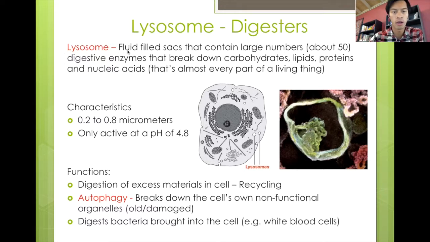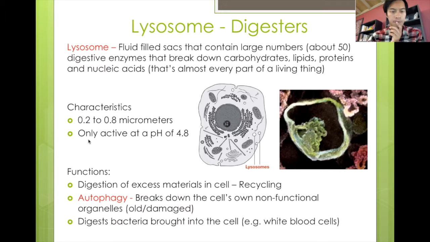Now an enzyme is a protein that is designed to help break down foods and substances into smaller compounds, right? And so a digestive enzyme has the purpose of breaking things down. And so by having a large sac full of these enzymes, it can break down things like the carbohydrates, lipids, proteins, and nucleic acids, which is pretty much every part of a living thing. Yeah, and so those different compounds form part of living things, and the lysosome is designed to break them down.